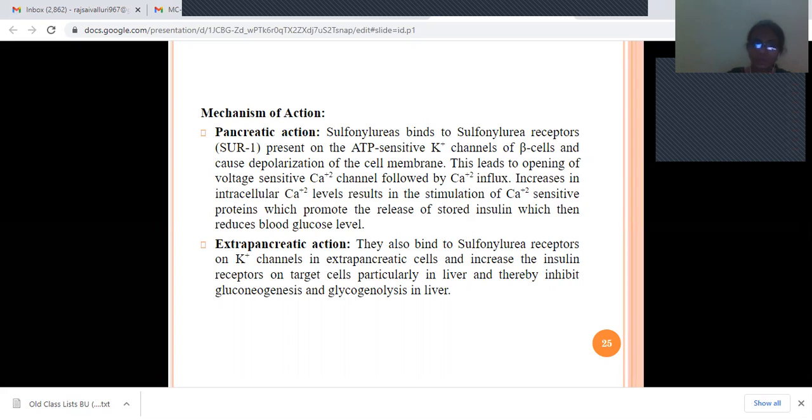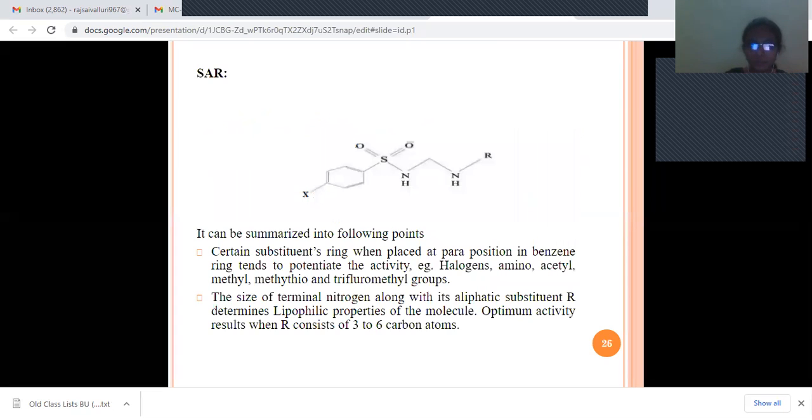And if you see the extra pancreatic action, it will also bind to these receptors on the potassium channels in the extra pancreatic cells. So it will increase the insulin receptors on the target cells, particularly in the liver, and it will inhibit glycolysis and glycogenesis in the liver. So this is the mechanism of action.